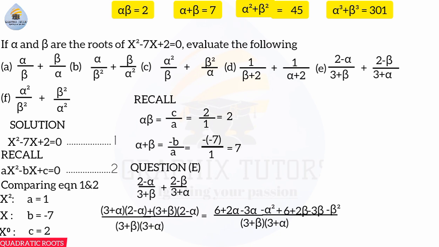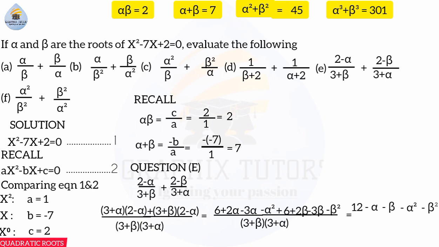Now collecting like terms, I'll be having 12, that is 6 plus 6 is 12, minus... now if you look at 2 alpha minus 3 alpha will give you minus alpha, then minus alpha square. 2 beta minus 3 beta will give you minus beta, right? So minus beta square. Is that okay now? So with this, like I told you, they should always be in the form of alpha and beta. So with this I have now 12 minus alpha minus beta minus alpha square minus beta square.